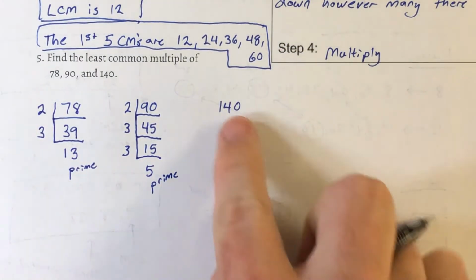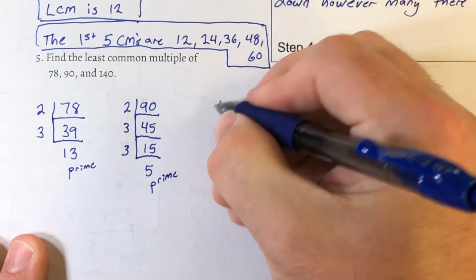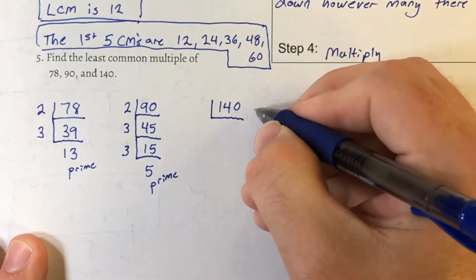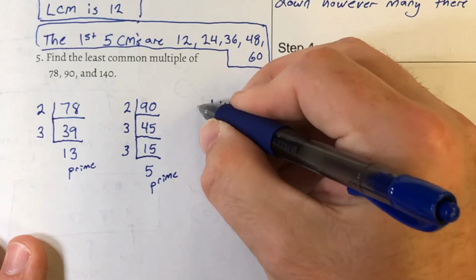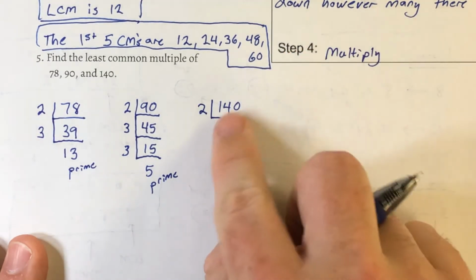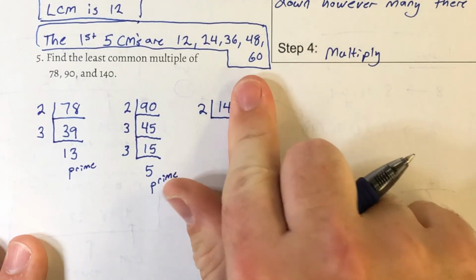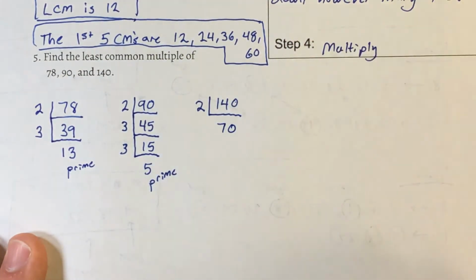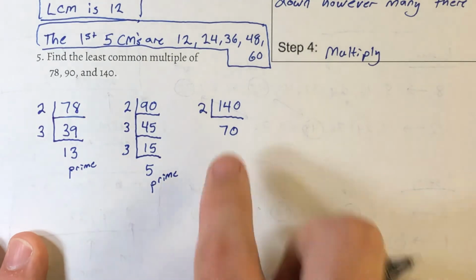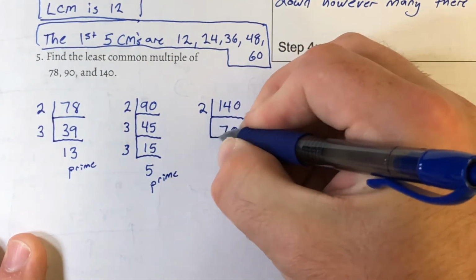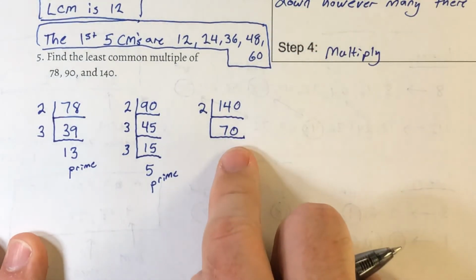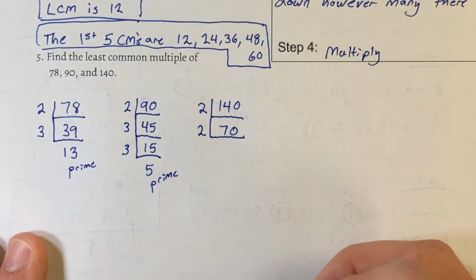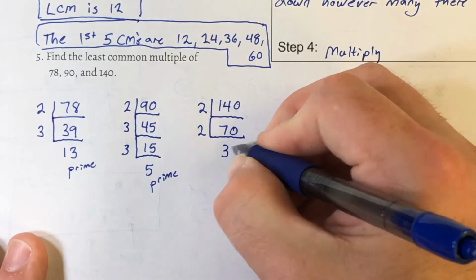Last number, 140. Is 140 prime? No, it's not. I can divide that by lots of things. Smallest prime number is 2. Will 2 go into even numbers? Always. Now, what's half of 140? Well, think, what's half of 14? That's 7. I have that 0, so 70. Is 70 prime? No. Continue. What's the smallest prime number? 2. Will 2 go into even numbers? Yes. 2 will go into 70 35 times.